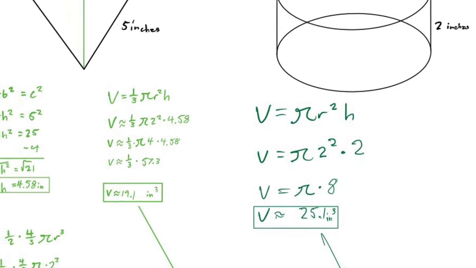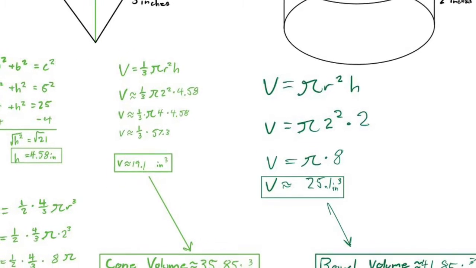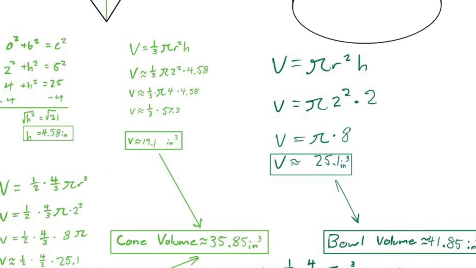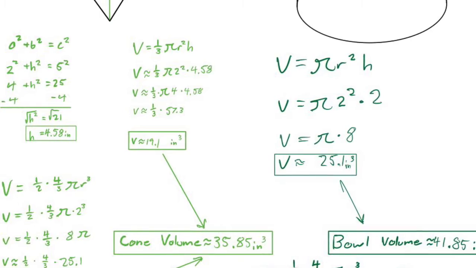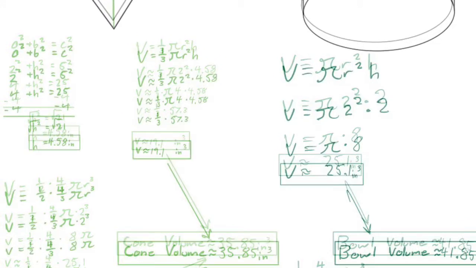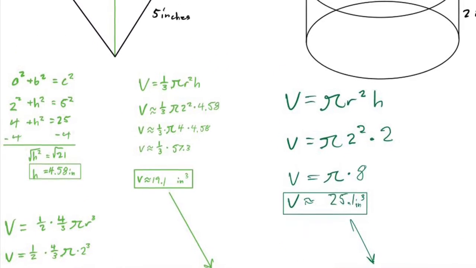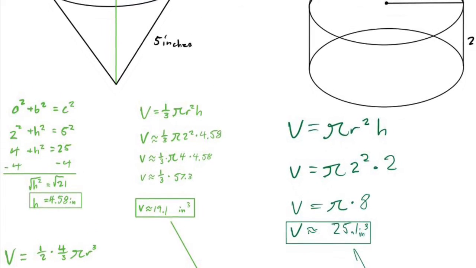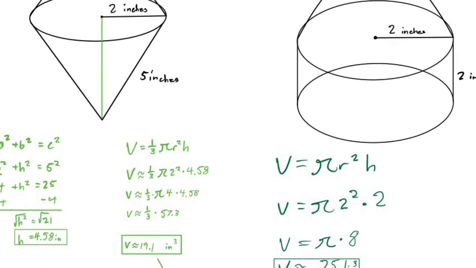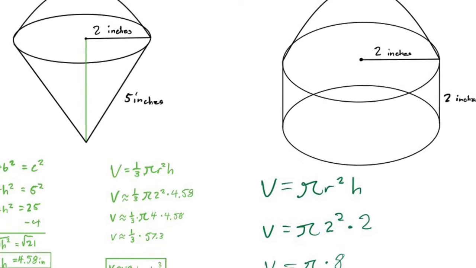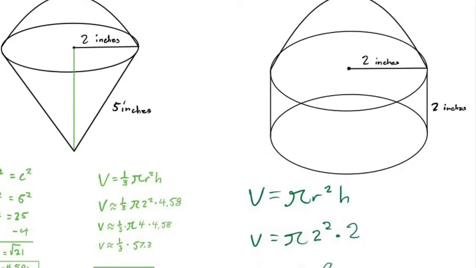We're then going to add both those volumes to get the entire volume of the ice cream within the cone. That's the ice cream outside of the cone, that half sphere, and scoops inside of it, which gives us a volume of 35.85 inches cubed.